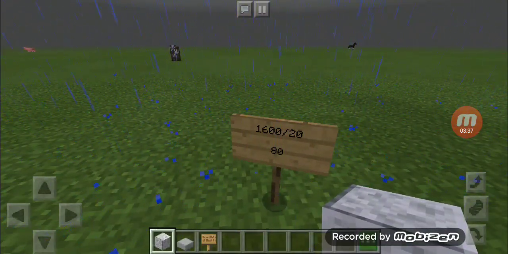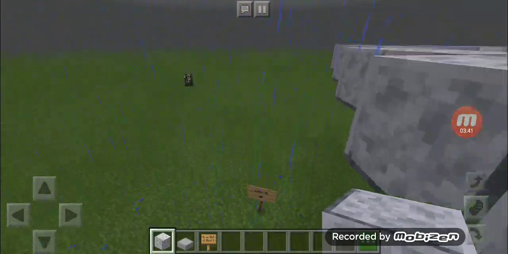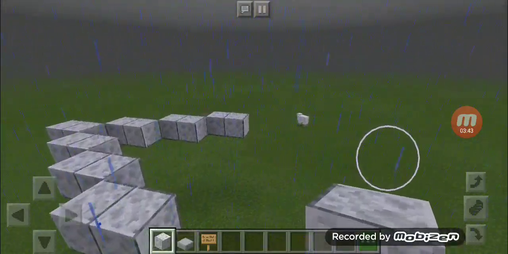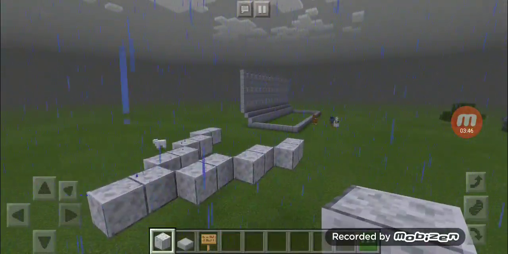We're building this in 1 to 20 scale. So you would divide that by 20, and it's 80. So it would go back to 80 blocks. And I'll go ahead and build that out for the next video.